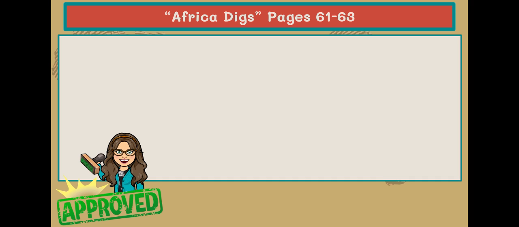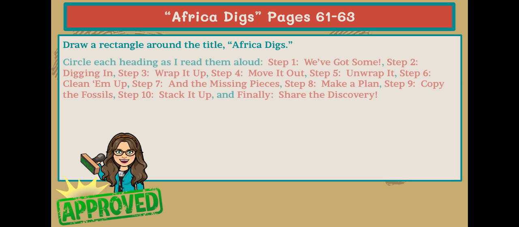Turn to page 61 in your student books. We will review the text features of nonfiction or expository text. Please use your writing utensil to mark your text according to my instructions. Draw a rectangle around the title, Africa Digs. Circle each heading as I read them aloud.